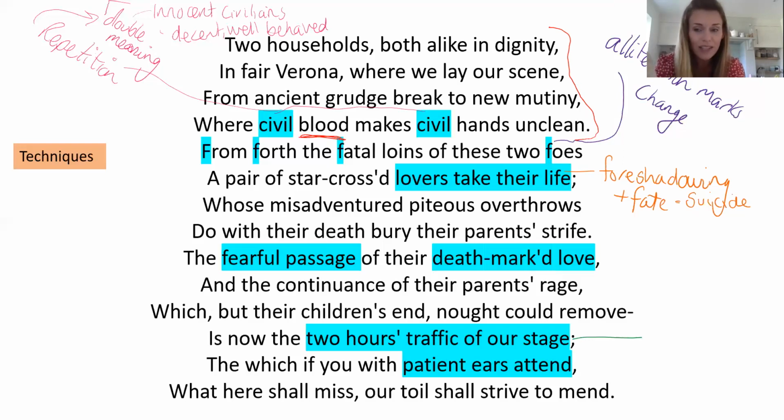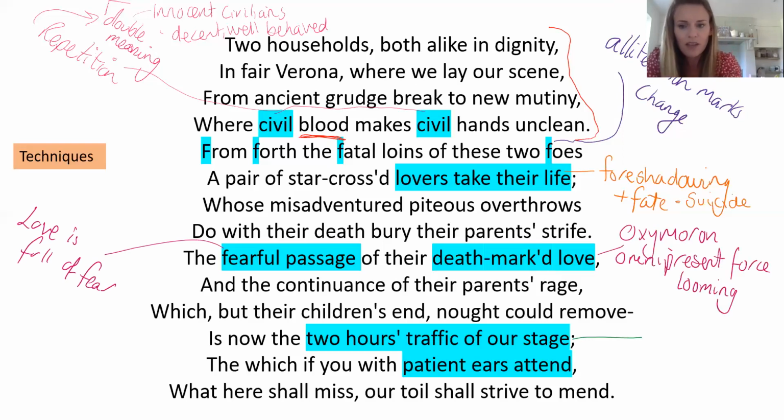But essentially what we have here is teenage suicide, which is shocking for people that have known each other for like five minutes, but that's a conversation for another day. So we have foreshadowing here, which links in nicely to give us a little spoiler. And then we have this comment of the "fearful passage", "the death-marked love". So we have the oxymoron. Oxymoron is when we have two opposites that are together. So we've got death and all the feelings and the emotions that come with death written right next to love and all the feelings and emotions that come with love.